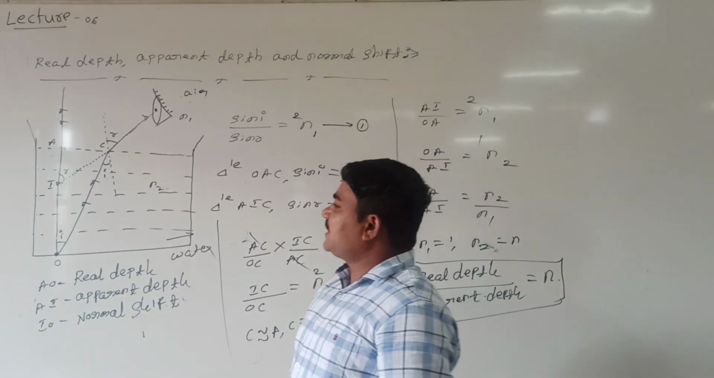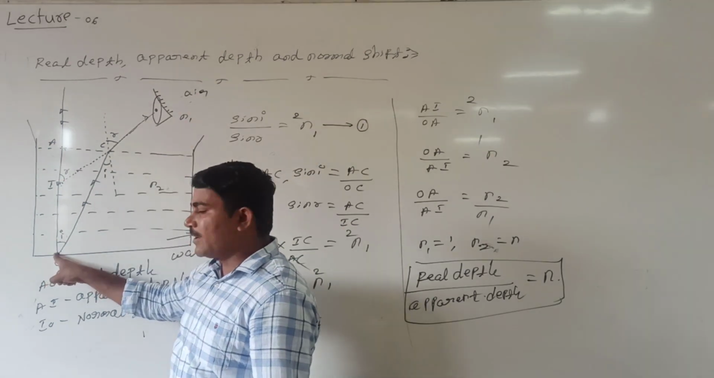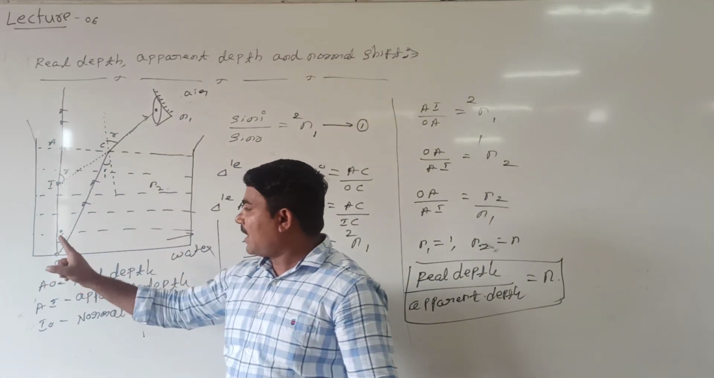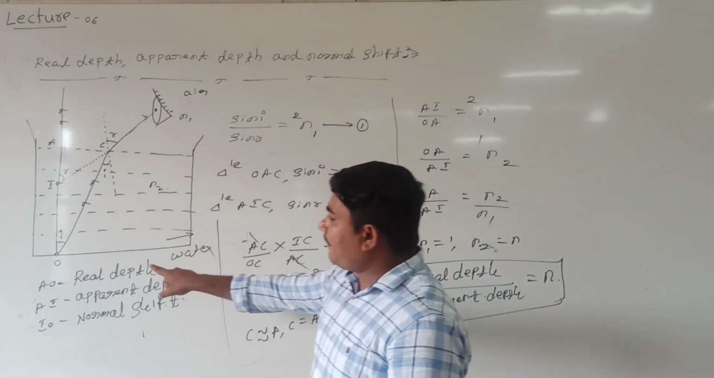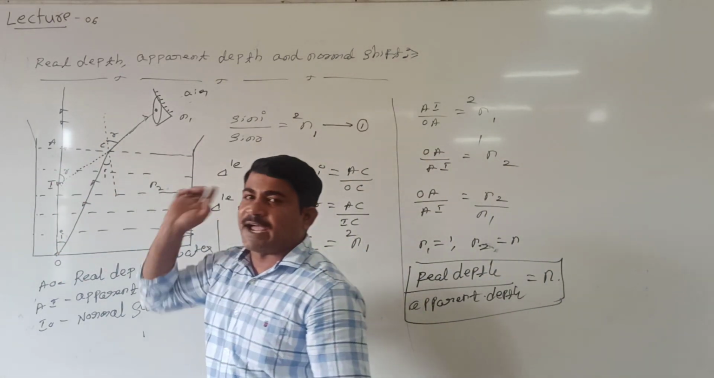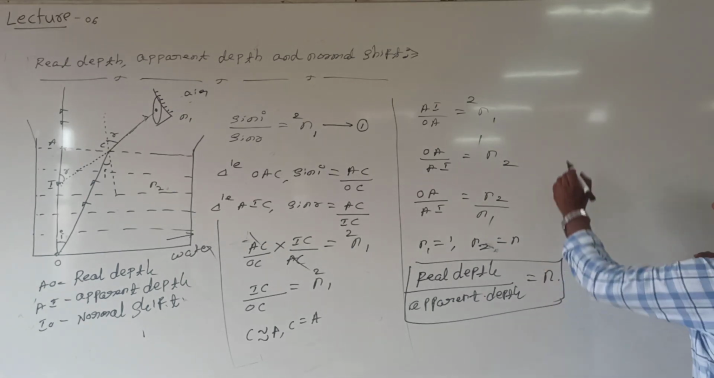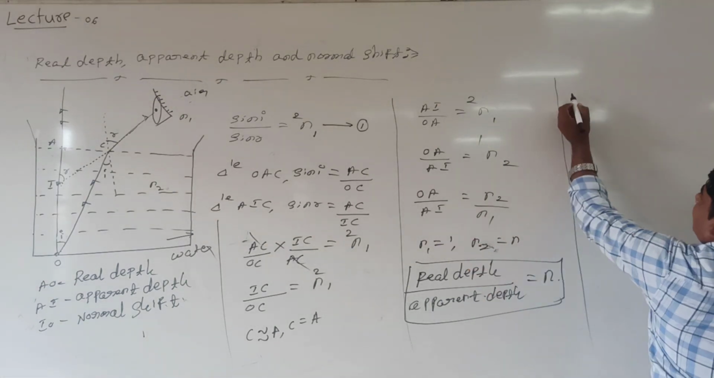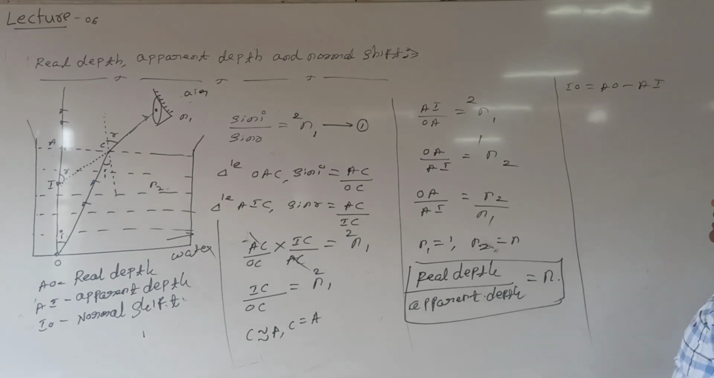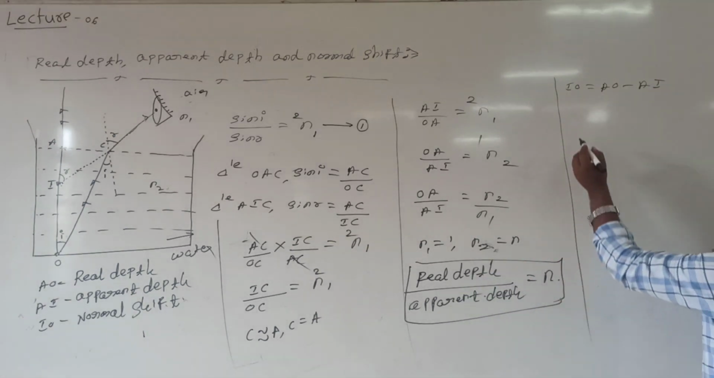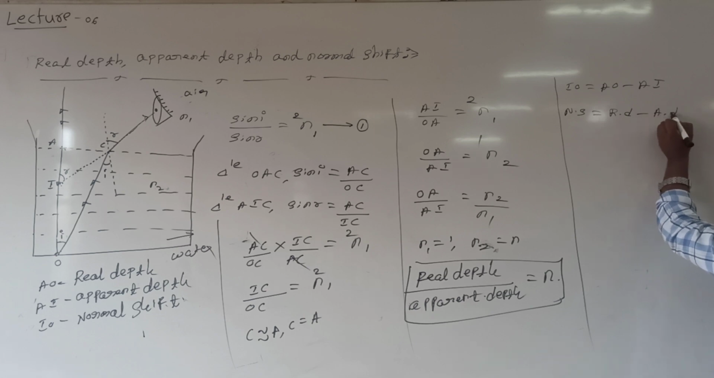But look at me. From this figure, again I need the relation between normal shift and apparent depth. In this figure, AO is called the real depth, AI is called the apparent depth, and OI is called the normal shift. If I need IO, then you can take AO minus AI. IO is equal to AO minus AI. IO is called the normal shift, AO is the real depth and AI is the apparent depth.